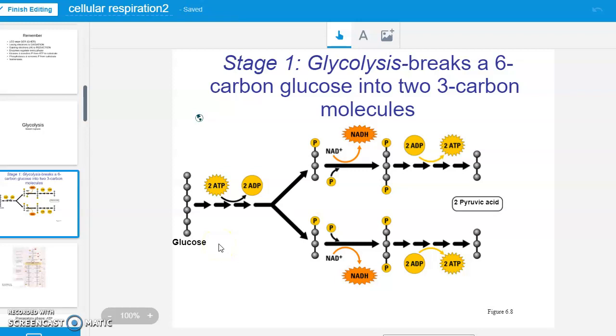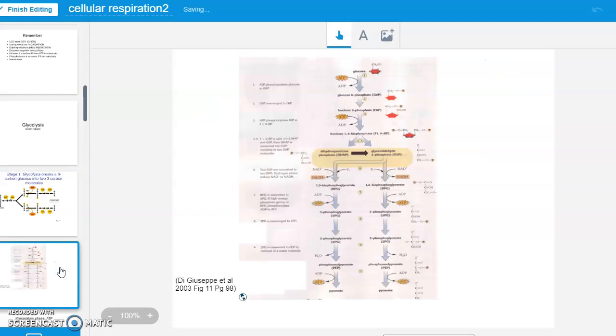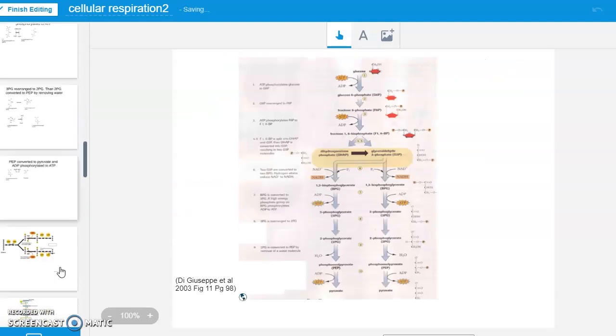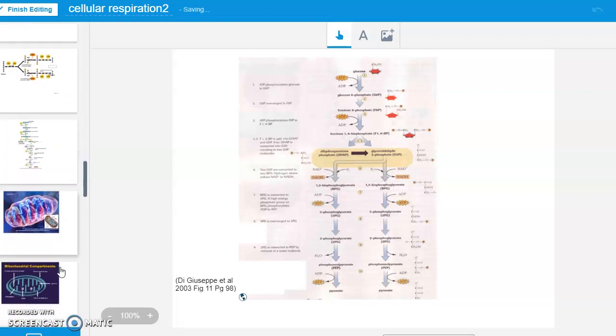Now, in terms of energy for a cell, that's not enough energy for a cell to survive. This is just kind of a start. There's all the steps. Again, I would normally get you to know them, but I'm not going to worry too much about it.